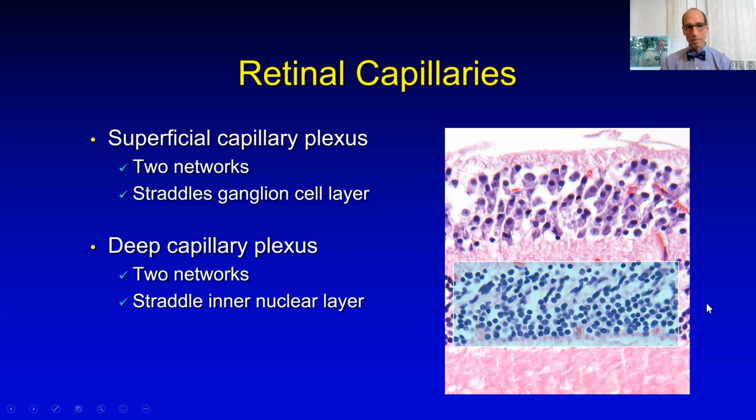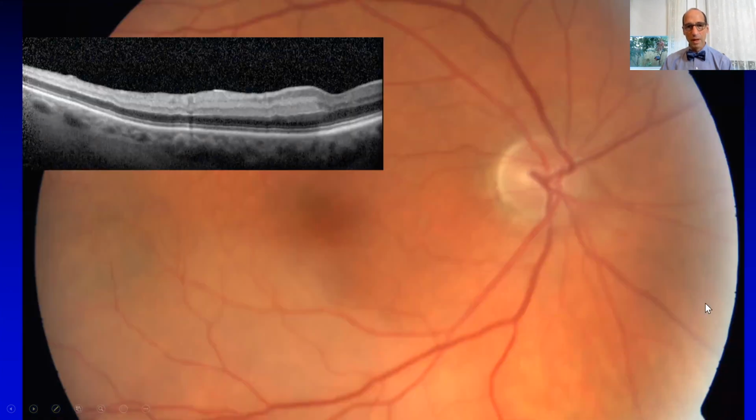That's your inner superficial and deep capillary. And then this shows a disease called PAM, paracentral acute middle maculopathy, where you see the retinal whitening. There's some retinal whitening here, but you're also getting this retinal whitening in the middle of the retina, and that has to do with the capillary plexus, more your deep capillary plexus, losing circulation.